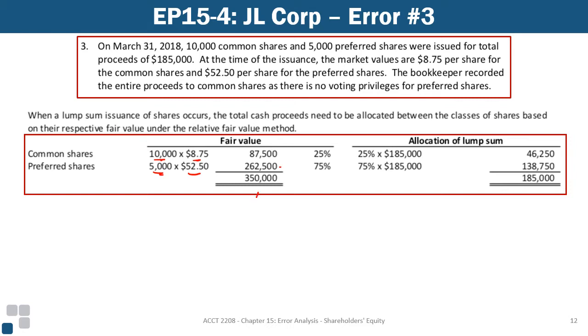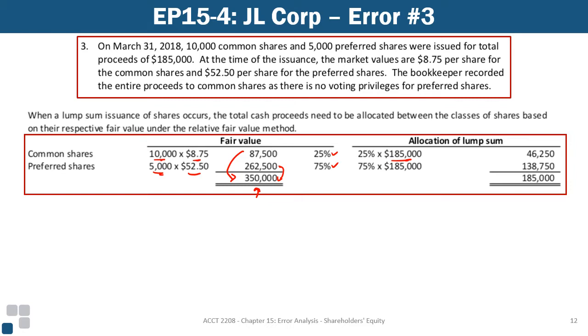So the total value combined of all the shares is 350,000. And if we take 87,500 divided by 350,000, that's 25%. And of course, 262,500 divided by 350,000 is 75%. So we have to allocate this $185,000, right, 25% to common shares and 75% to preferred shares.